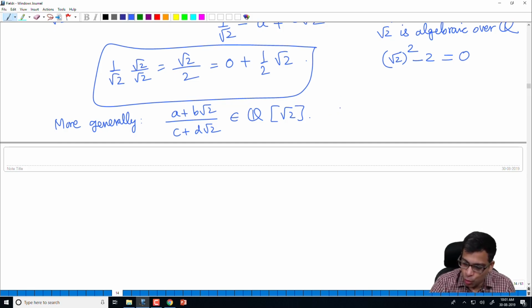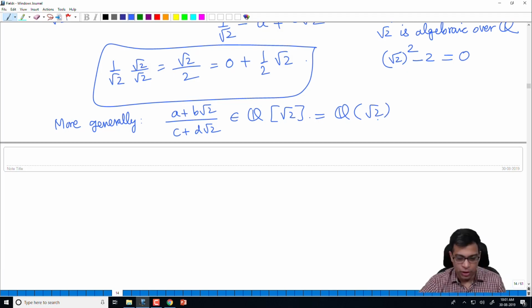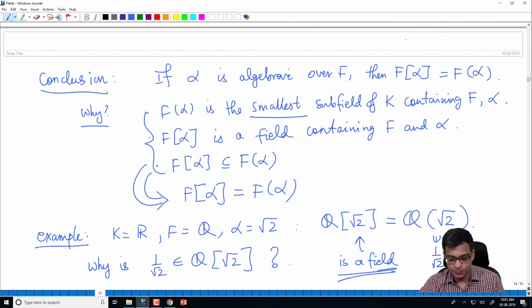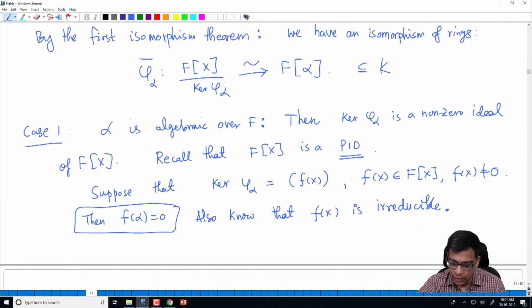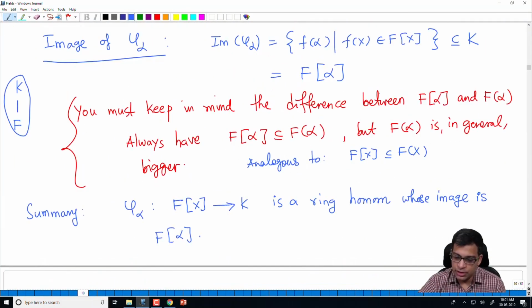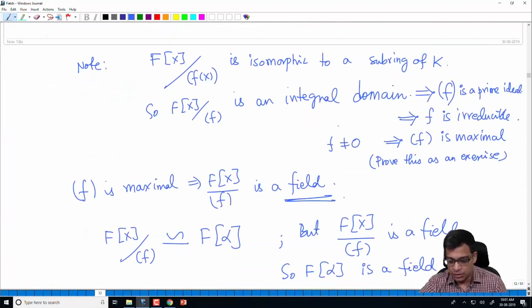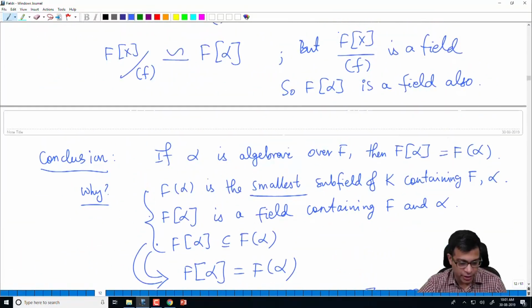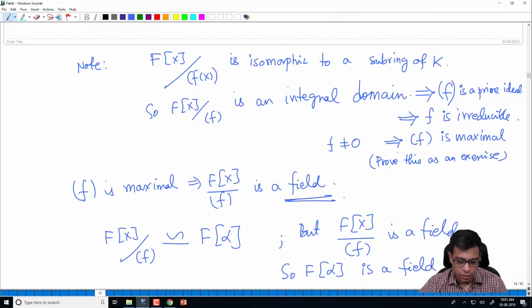So Q(root 2), it's easy to describe. The round bracket root 2 is actually just square bracket root 2. So this is a very important observation. If you have an algebraic element, the square bracket and round bracket are the same. In general, as I wrote earlier, of course round bracket is bigger, but if the element is algebraic, round bracket alpha is the same as square bracket alpha.